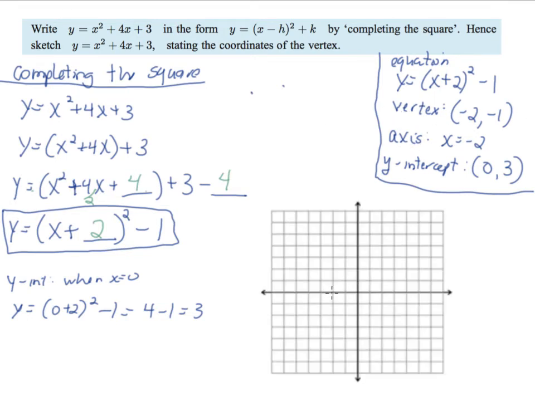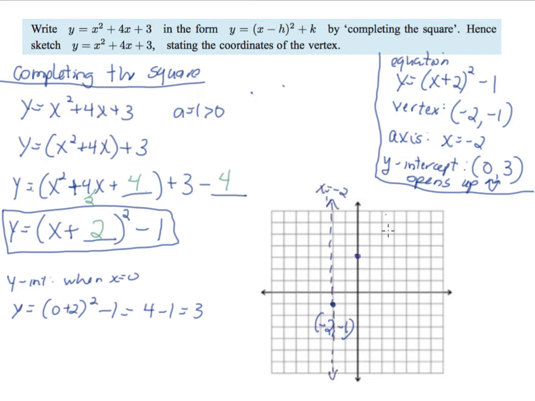So let's start by plotting the vertex. Oh, I forgot to look if it opens up or down. So A is 1, which is greater than 0, so this graph opens up, so concave up. So I'm going to label my vertex. Next, we're going to sketch in the axis of symmetry, labeling the axis of symmetry.